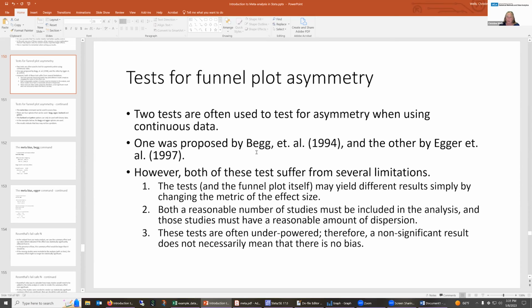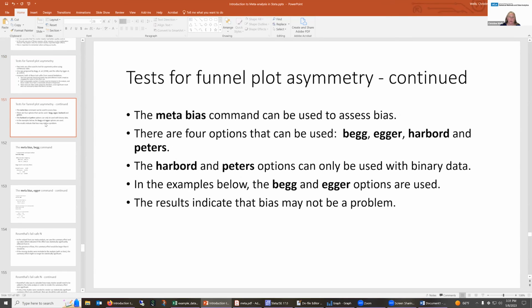These tests are often underpowered, and therefore, just because you get a non-significant result doesn't necessarily mean that there's no bias. That part, please keep squarely in mind. It will tell you if there is bias, but the converse isn't true. You can't claim that there's no bias if you get a statistically non-significant result with either of these. So let's look at this.